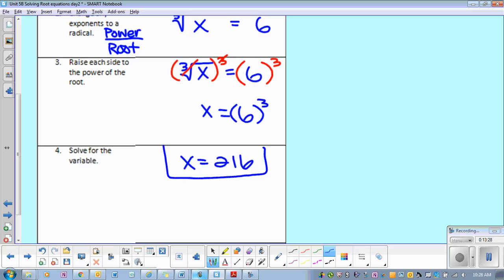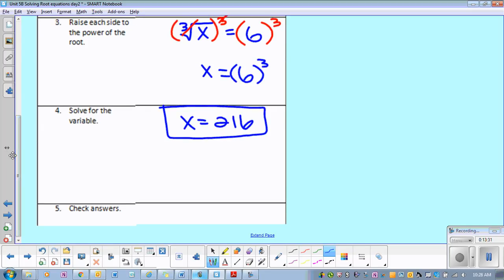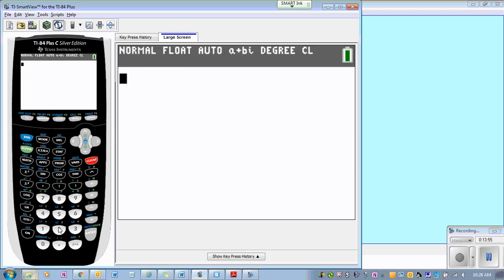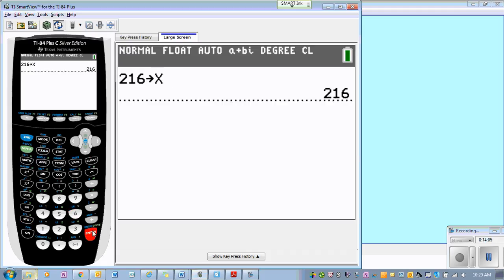Now, last step, we need a check, and we always need a check, okay? So I'm going to use my store function again. 216, store for x. Store, or stow, for x. How it looks on the button. So I'm going to go back to my calculator, and everyone should try this, okay? Make sure you know how to do this. This is a really handy tool. 216, stow x. Hit enter, and you get 216.